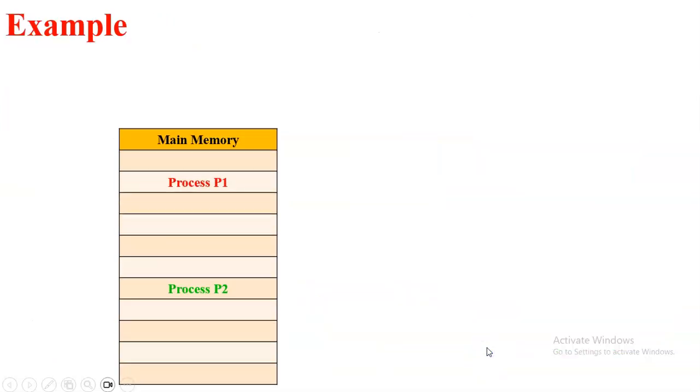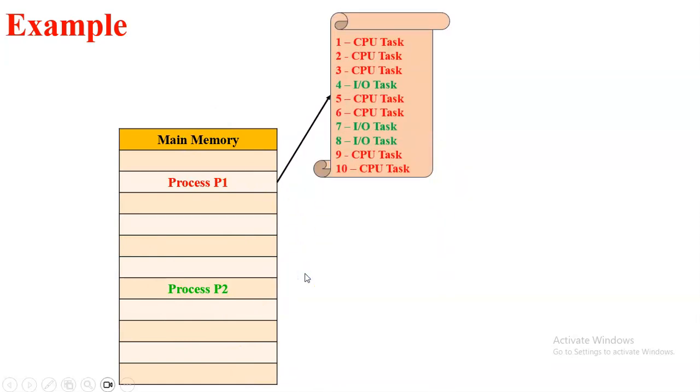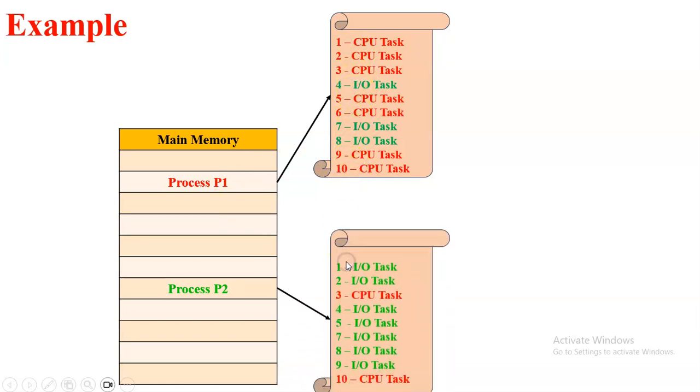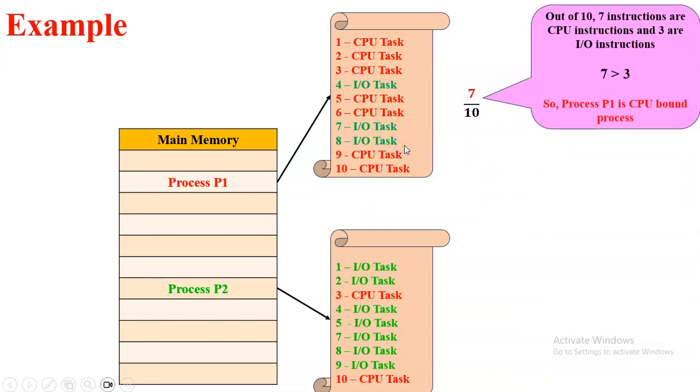I'll tell you the same concept with one more example, wherein there is a main memory and there are two processes, P1 and P2. Now let's say in process P1 there are 10 instructions to be executed, and out of these 10 instructions, 7 instructions are CPU tasks and 3 instructions are input-output tasks. So obviously 7 is greater than 3. So this particular process P1 is a CPU bound process.